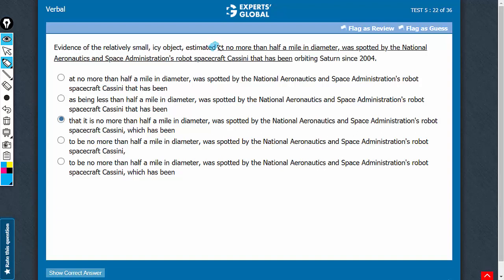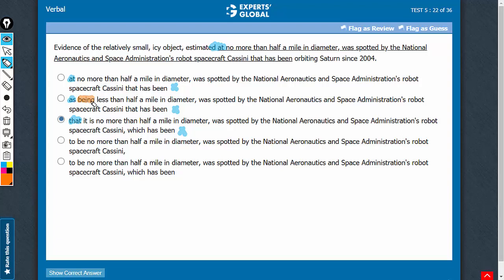Estimated to be is the correct idiomatic usage. So answer choices which say estimated at, estimated as, are all going to be incorrect. So A, B and C can be eliminated. Then I see this unnecessary being here.